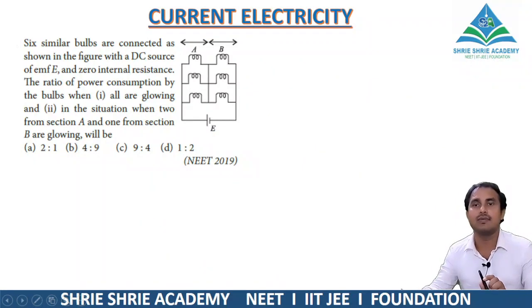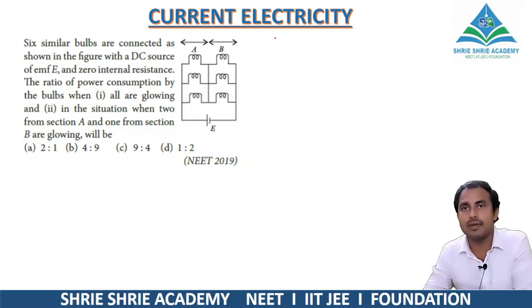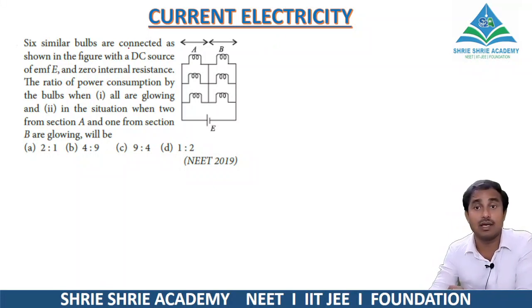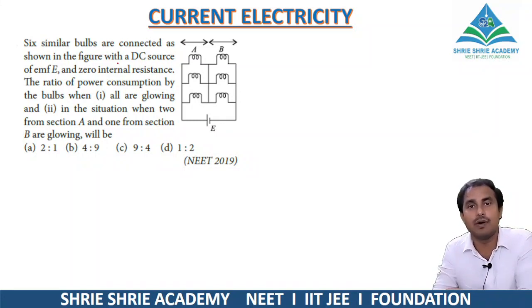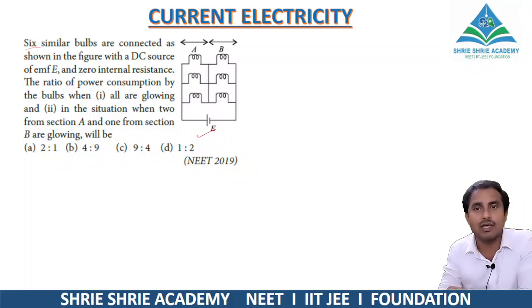Okay, next one is this one. This also has a concept in it. Here is a 2019 question, NEET 2019 question. Given that 6 identical bulbs are there, so you have been given 6, similar bulbs connected as shown in the figure, and you have some DC supply voltage. Identical bulbs means all having the same resistance, and zero internal resistance of the source, that is a very good thing. Now the ratio of power consumption by the bulbs when all are glowing means everything is working, right?